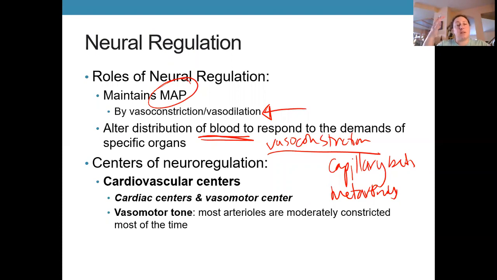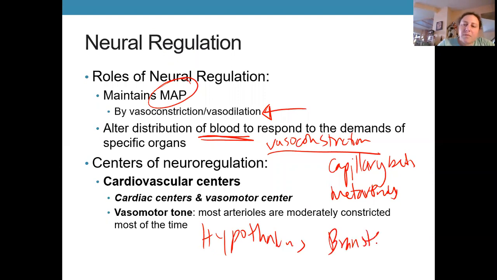So yeah, this occurs mostly in the same places that all of this stuff occurs, which is going to be the hypothalamus and the brainstem. So we have cardiac centers and vasomotor centers. Vasomotor just refers to how much your smooth muscle in these blood vessels is working.